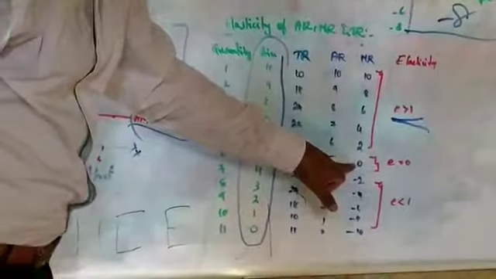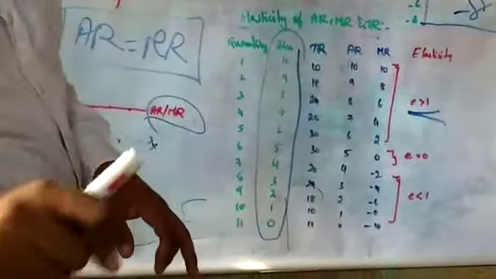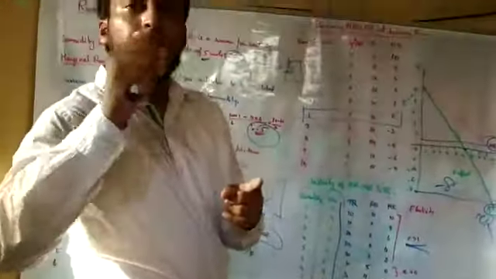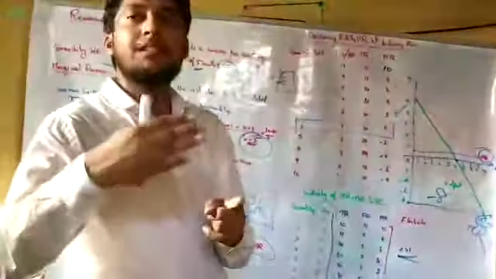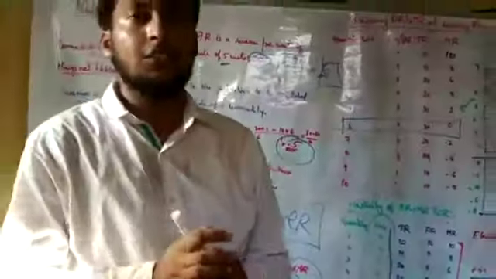Now when it's 0, elasticity is equal to 1. And when it is a negative figure, elasticity is less than 1. Okay? So positive figure means higher than 1, 0 means equal to 1, and negative means less than 1. Okay? With regards to this, cost and revenue analysis gets over. Thank you, students.